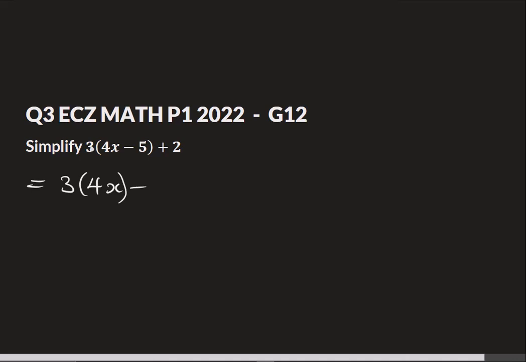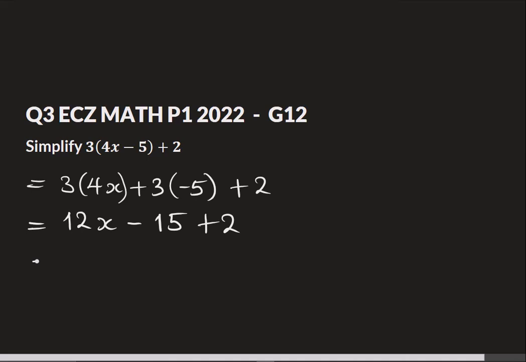We do what we did earlier, 3 multiplied by 4x, and then we also do 3 multiplied by negative 5, then add our 2. 3 multiplied by 4 is 12, then we multiply the x, which gives us 12x. We do the math there. 3 by negative 5 is negative 15. We add the 2, and our final answer should be 12x minus 13.